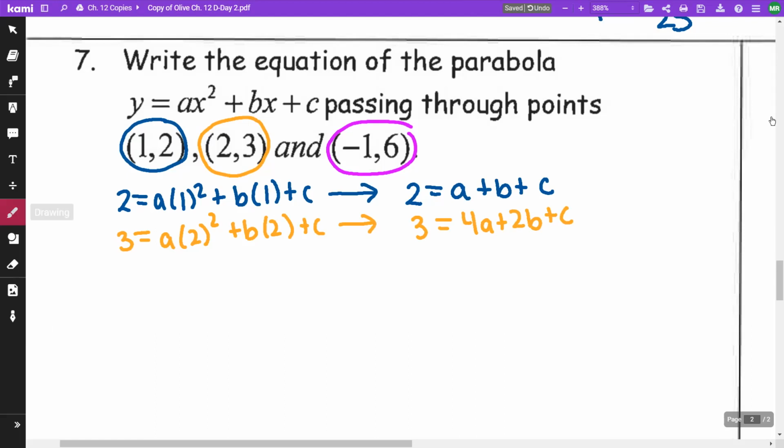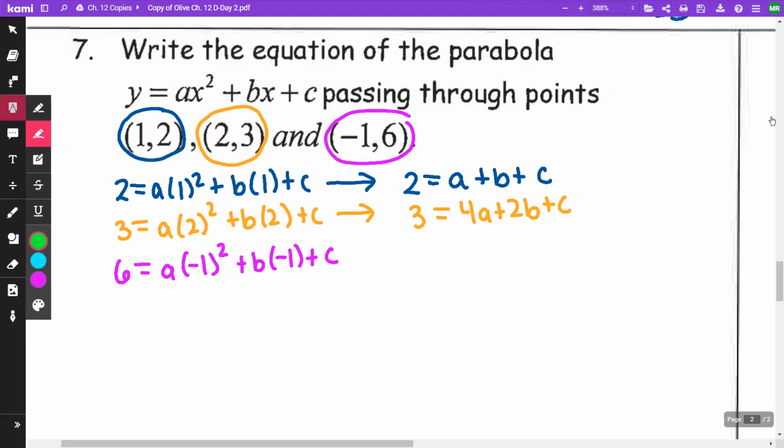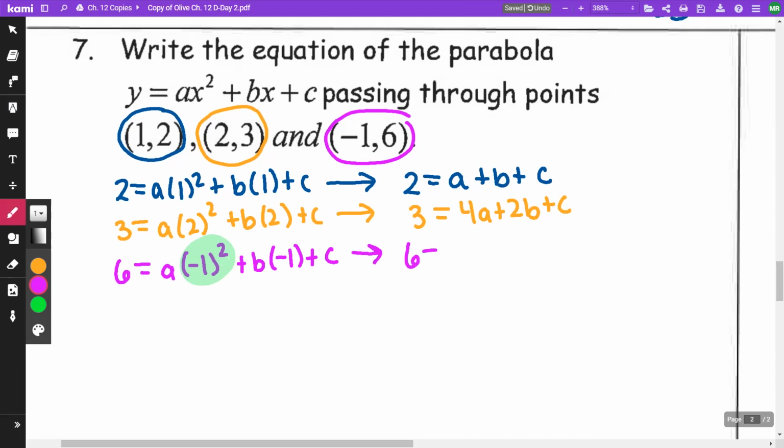Now you want to be careful with this last one. It's going to be 6 is equal to a times a negative 1 squared plus b times a negative 1 plus c. What we want to be careful with is this. When I square a negative, I should be getting a positive. So this should be a positive a, not a negative a. Then it's a minus b plus c. Now I have all of these equations.